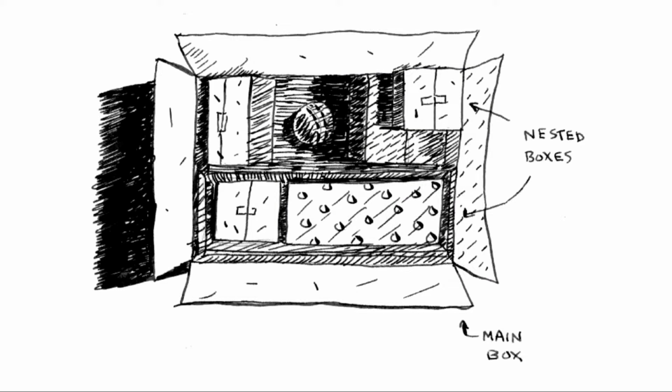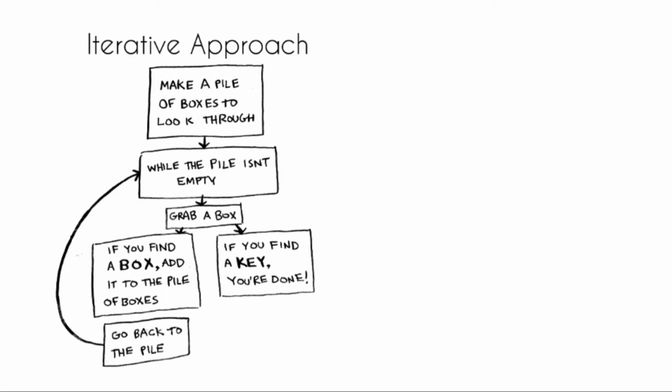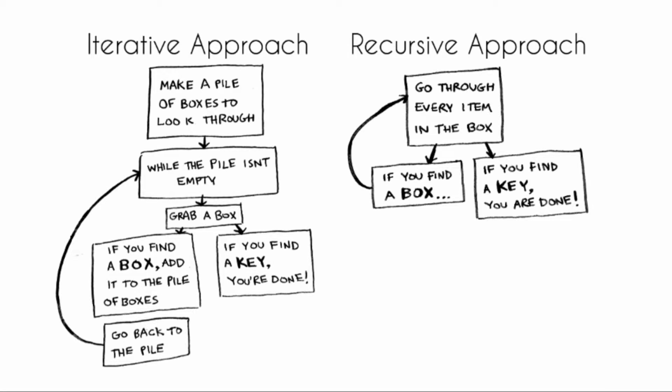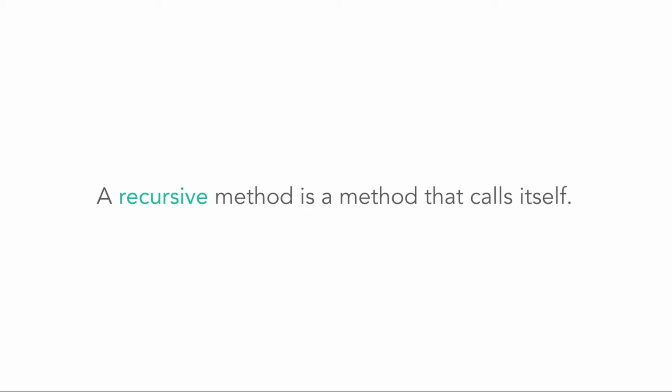You have a main box with multiple nested boxes inside of it. One of these boxes stores a key. You could approach the process of finding the key using a traditional iterative approach or by using recursion. The iterative approach could look something like this. The recursive approach could look something like this. Recursion is an iterative process where a method calls itself. A recursive method is a method that calls itself.